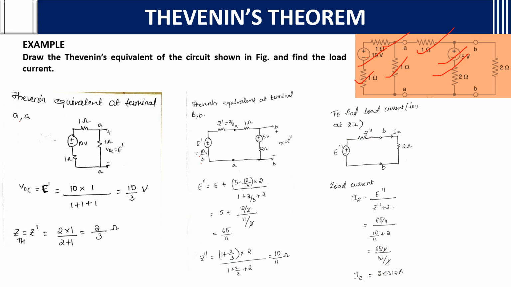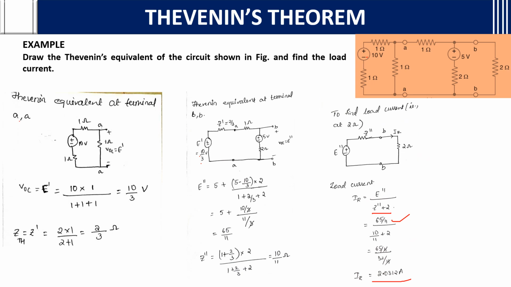We have already found out that the Thevenin equivalent is this only. We add up all the voltage sources into 1 and all the impedances into 1, and add again the load. We get 2 ohms added to the circuit where it is. Then we want the current in this 2 ohms. I is equal to V by R. The total voltage is E double dash by Z double dash, which is in series with 2 ohms, so Z double dash plus 2. Substitute the E double dash and Z double dash in the equation, so you will get 2.0312 amperes.